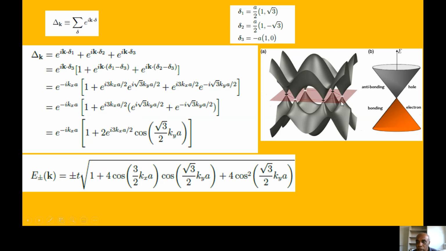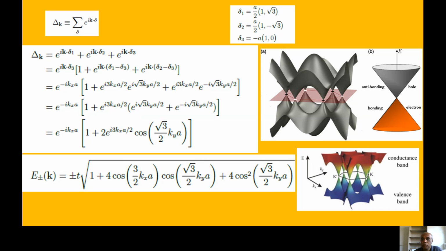So if you plot this and look at K and K prime, they look like this, right? So you have this one cone and another cone. We call this K, or it can be K prime. At that point, we usually define this as electron and hole, or coming from bonding and antibonding bands.